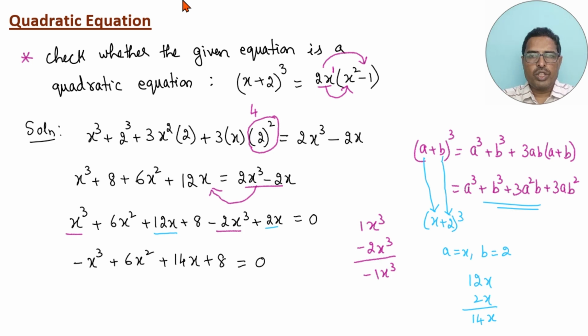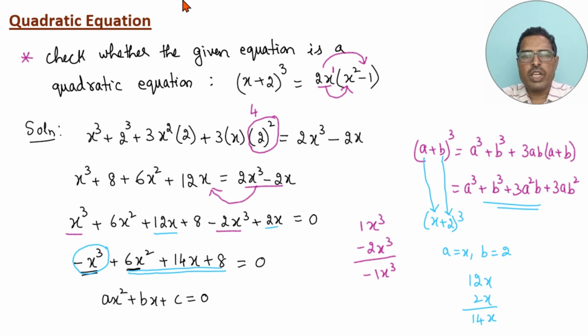So if you try to observe this equation, the highest power is 3, but a quadratic equation should be in the form of ax square plus bx plus c is equal to 0. So you have a square term, but along with the square term you are having a cube term. So this cannot be a quadratic equation. Suppose if this minus x cube was not there in the given equation, if we had got only these 3 terms, then we would have said that the given equation is a quadratic equation.